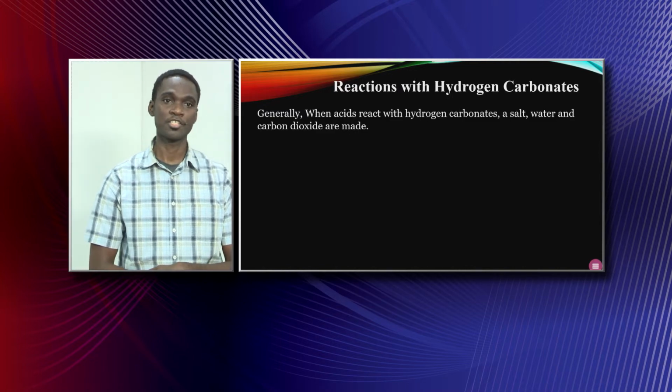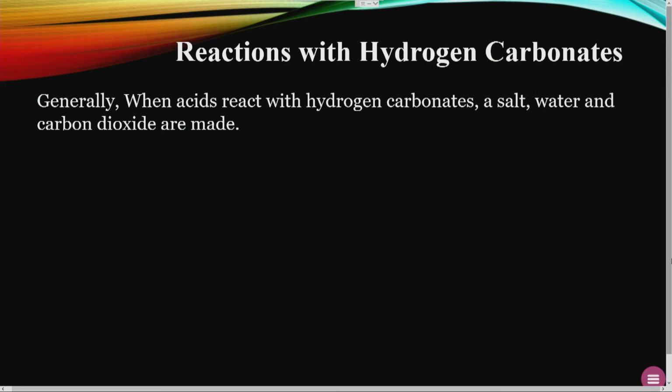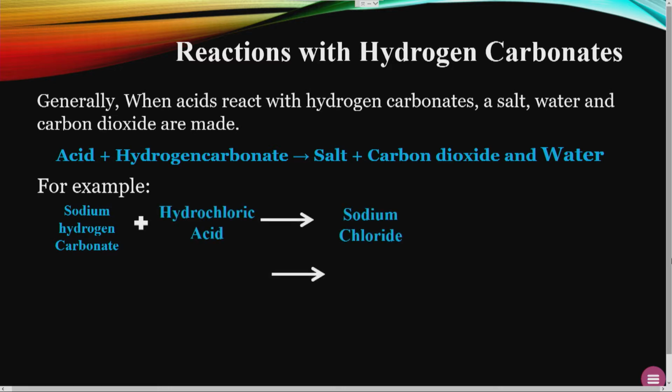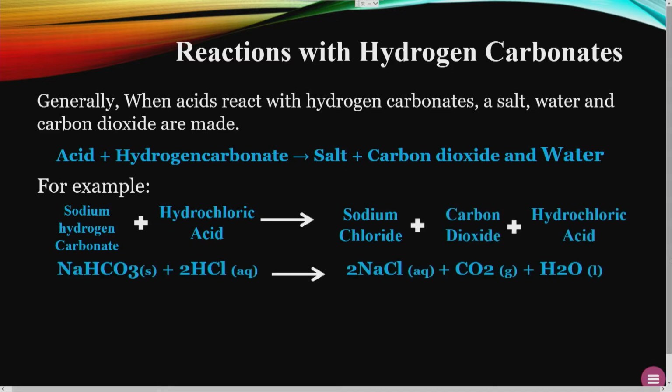For the reactions with hydrogen carbonates, it is very similar to the reaction of the acid with carbonates. And when an acid reacts with hydrogen carbonates, a salt, water, and carbon dioxide are also made. We see the general reaction again. Acid plus hydrogen carbonate give us salt, carbon dioxide, and water. And here we are going to be looking at sodium hydrogen carbonate plus hydrochloric acid, which would give us sodium chloride, carbon dioxide, and water.